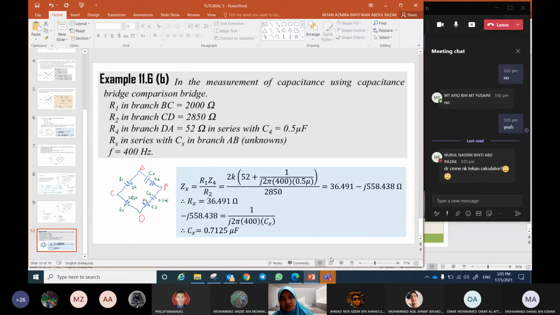Anyone who doesn't know how to solve this, please say. How do I press the calculator? Nasrin, why? I still don't know how to press the calculator, doctor. Nasrin, do you use the white version or the black casing? The silver calculator, the casing is blue. I use that one.